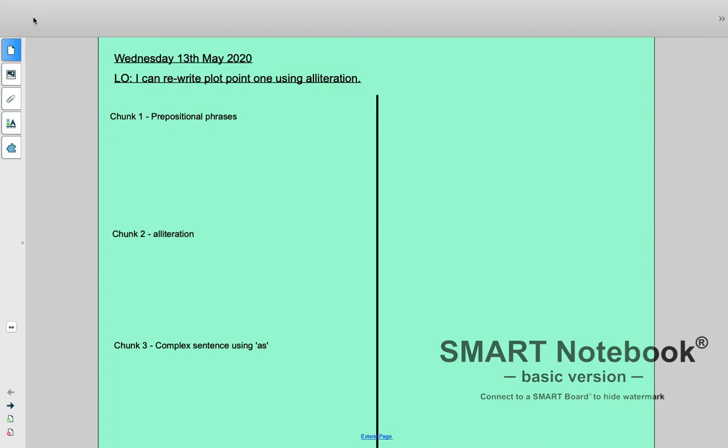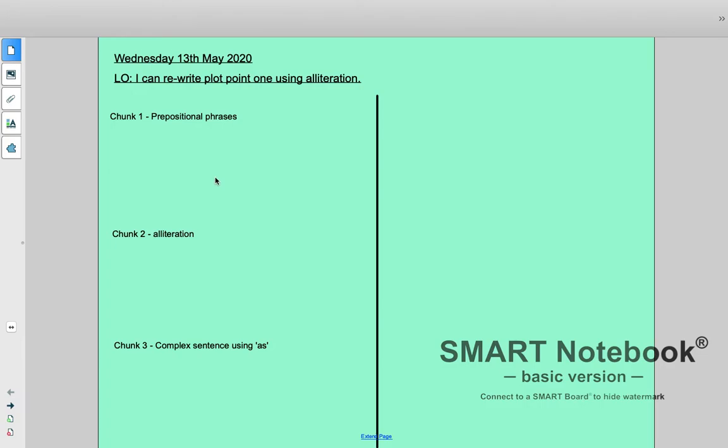The plot point that we're going to look at today is Mila outside of the haunted shed with her brother. In each lesson, I'm going to set you some challenges. As you can see here, I've got chunk 1, prepositional phrases, chunk 2, alliteration, and chunk 3, a complex sentence. They are your 3 challenges for the writing today. On my page here, I've split the first plot point into 3 chunks.